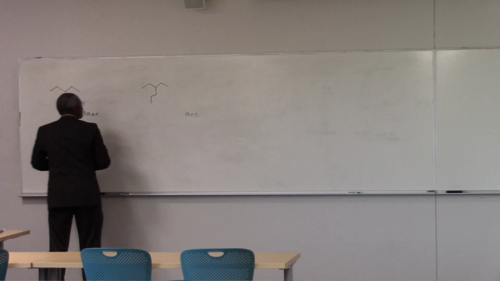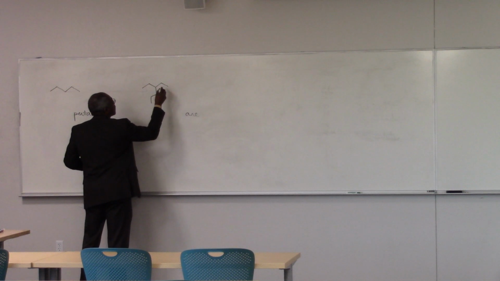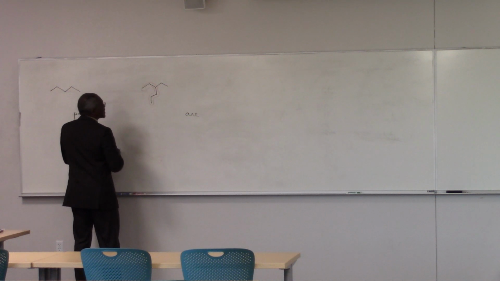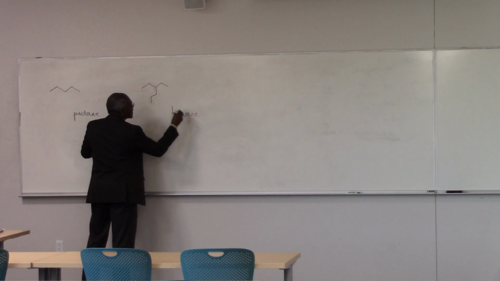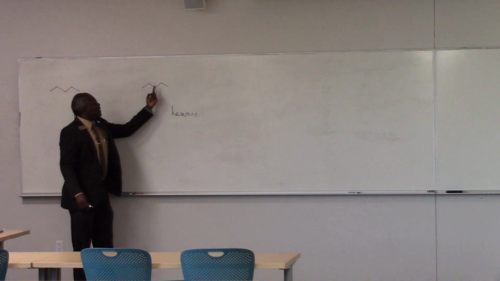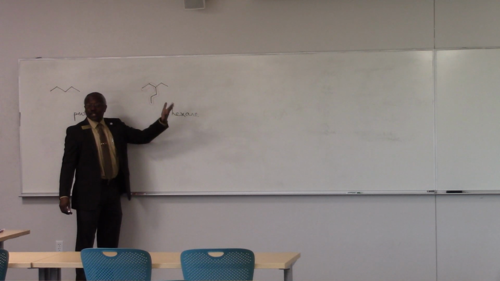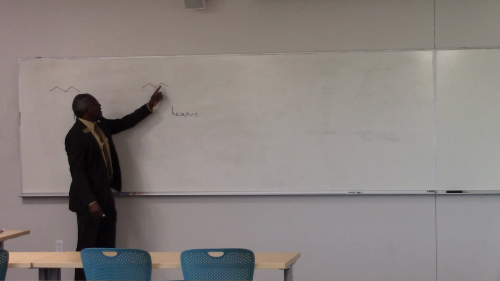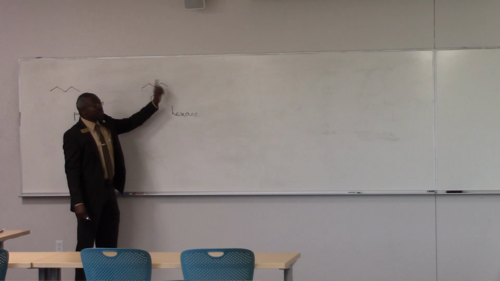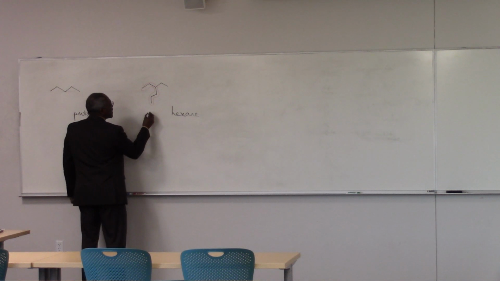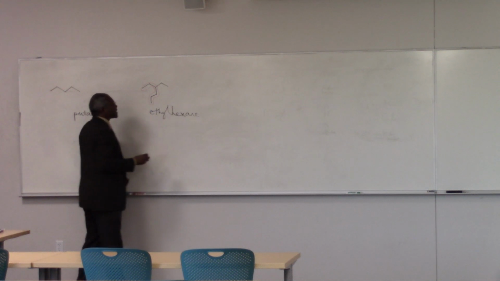So my longest chain, it doesn't matter how I do it, I'm going to take this as my longest chain. That longest chain has 6 carbons in it, so that is a hexane. But it's not just hexane, it's got that thing hanging off it. It's a substituent, right? So it's a hexane that has an ethyl substituent. This is C2H5, a C2 ethyl substituent.